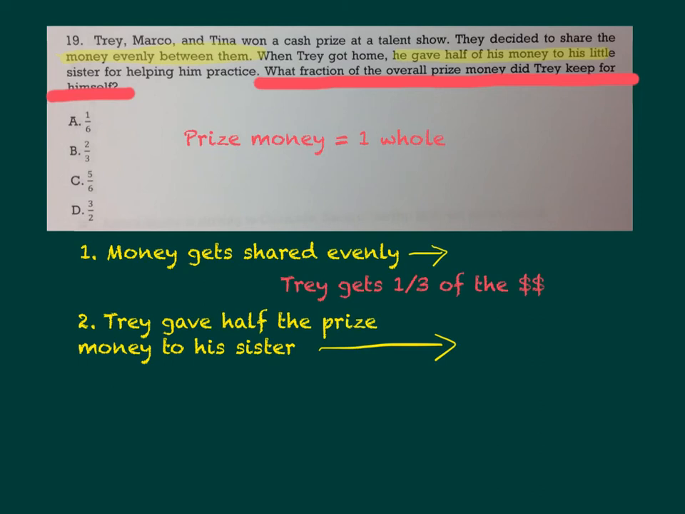So, you look at it like this. Trey got 1/3, and then he would share 1/2 to the sister. So 1/2 times 1/3, so he gets to keep 1/6 of the money.